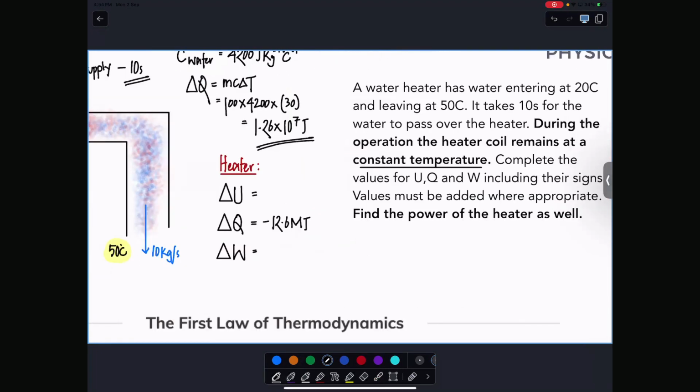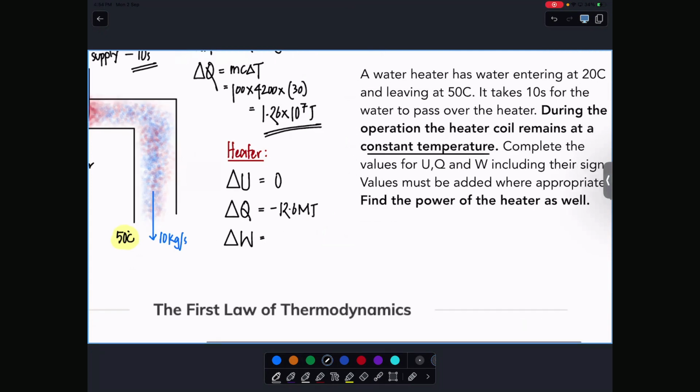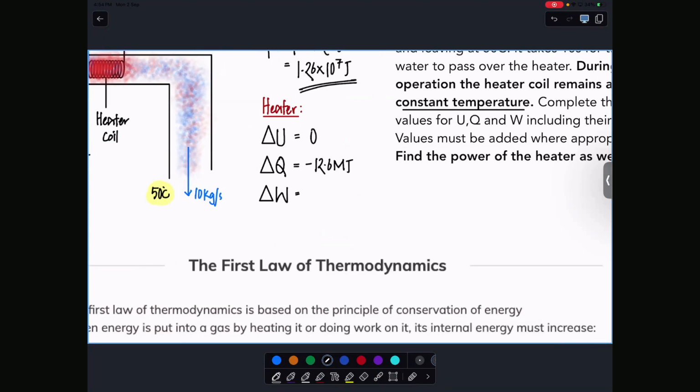But we know that the temperature of that coil remains constant. So U is what? Zero, because U is based on temperature change, so that's zero. It only means that what is the work done on the heater plus 12.6 megajoules? What could this work done be? It's a key work done. Electrical work done, correct. So electricity is passing through the coil, and that's doing this, right?